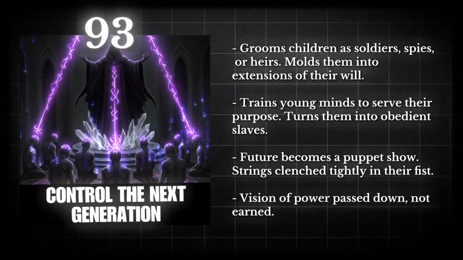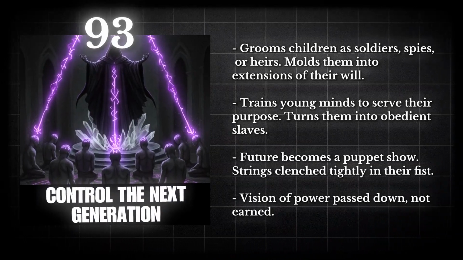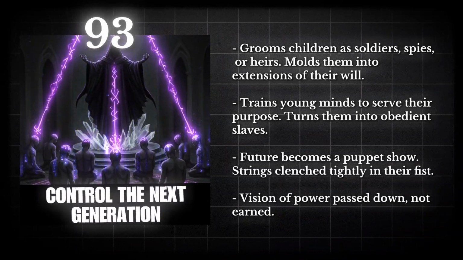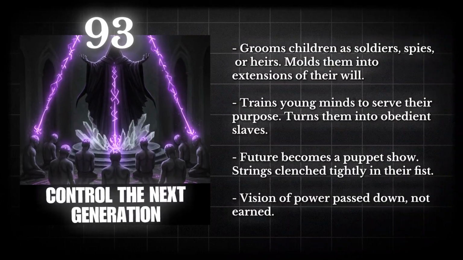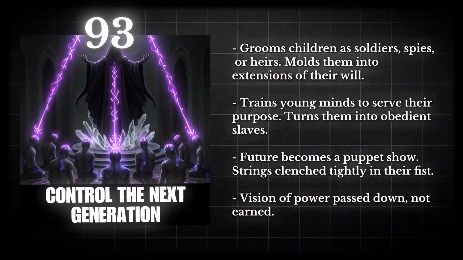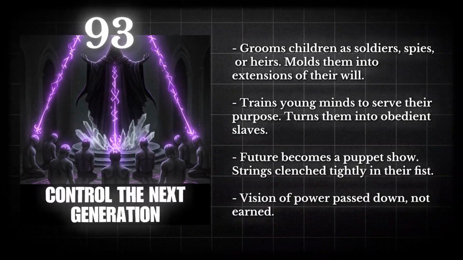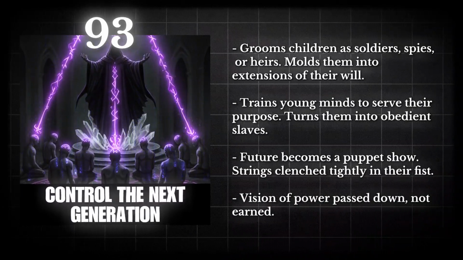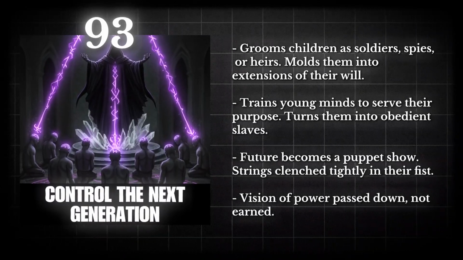93. Control the next generation. The villain grooms children as soldiers, spies, or heirs, molding them into extensions of their will. They train these young minds to serve their purpose, turning them into obedient slaves who will carry out their every command. The future becomes a puppet show, its strings clenched tightly in their fist. Their vision of the world is one where power is passed down, not earned.